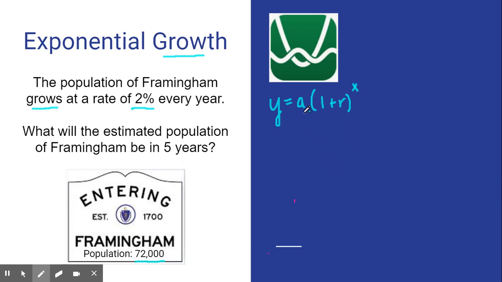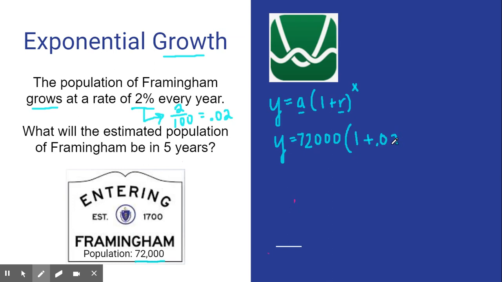Okay, so we need to fill in our initial amount and our growth rate. The initial amount is our 72,000. That's what our population is now. That's where it's starting. Now, our growth rate is 2%. We do not want to leave that in percent form. We're actually going to change that to a decimal. So 2% means 2 out of 100, which means a decimal of 0.02. So we don't want to use the percent in our equation. We are going to use the decimal in our equation.